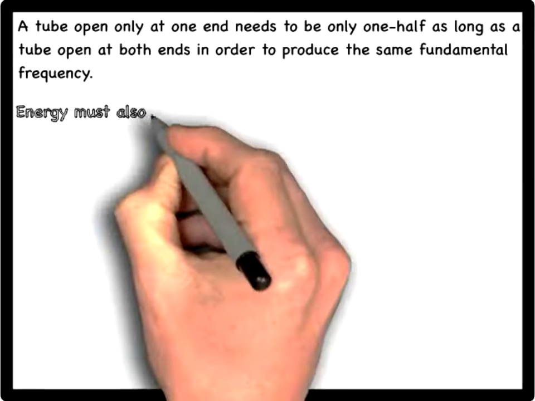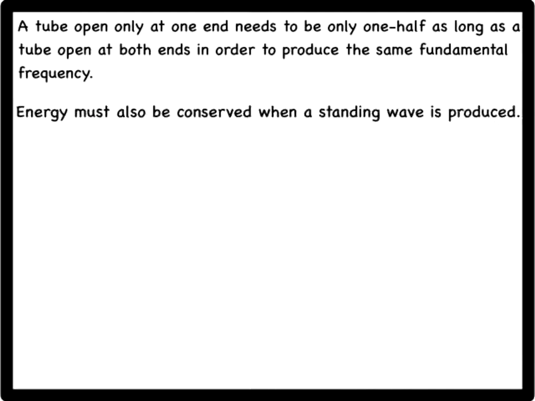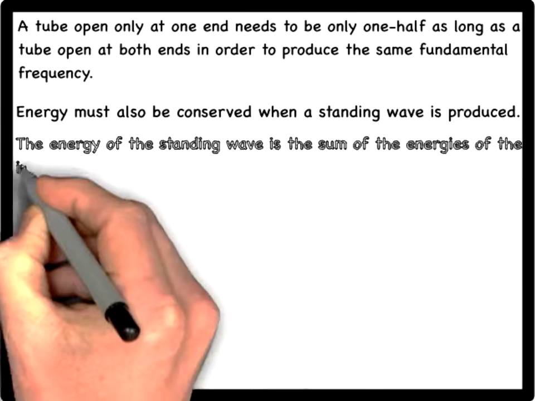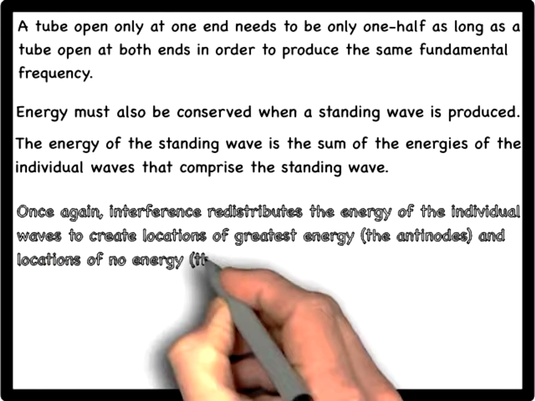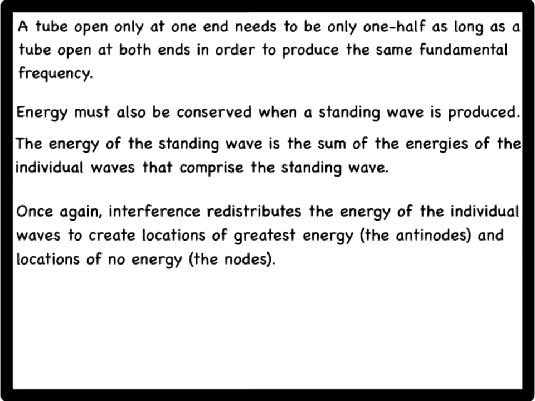Energy is also conserved when a standing wave is produced, either on a string or in a tube of air. The energy of the standing wave is the sum of the energies of the individual waves that comprise the standing wave. Once again, interference redistributes the energy of the individual waves to create locations of greatest energy, the antinodes, and locations of no energy, the nodes.